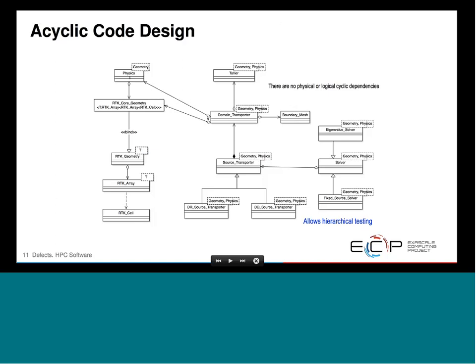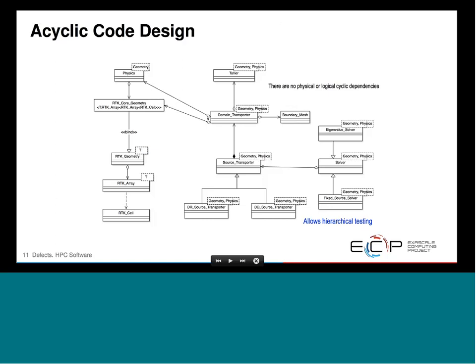Physics does not also depend on the domain transporter. Besides making your life a lot easier when you're trying to design an actual build system and anything else, this really allows hierarchical testing, which is a real key component of unit testing. When you have a lot of code with a lot of two-way dependencies, it becomes very hard to isolate individual pieces and test them, as you'll see here in a few minutes, I hope.